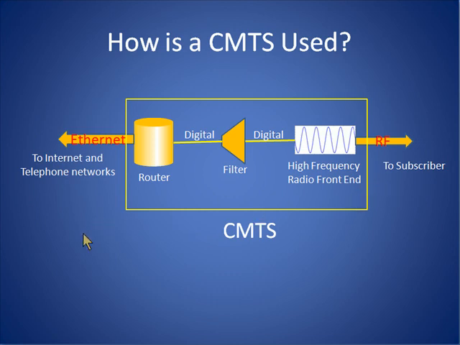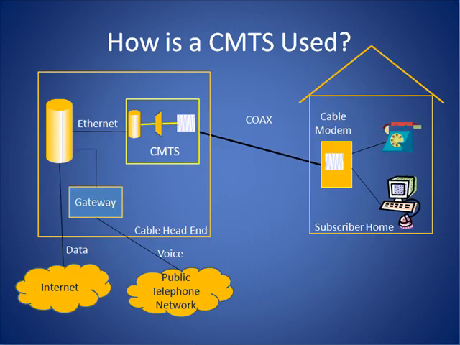Now let's see how the CMTS sits in a cable network. The CMTS typically resides in a cable head end or a cable central office. Coax or fiber optic links coming from subscriber homes enter the cable modem termination system. In this picture, we see that a subscriber is connected to a cable modem and is taking both voice and internet data services from the cable MSO.